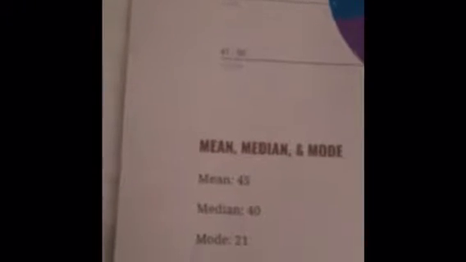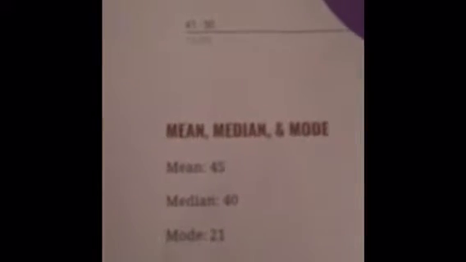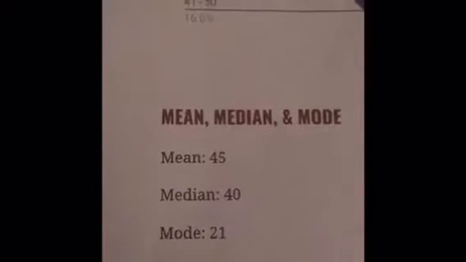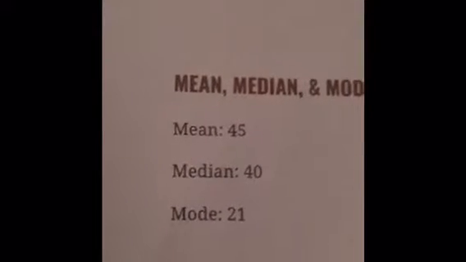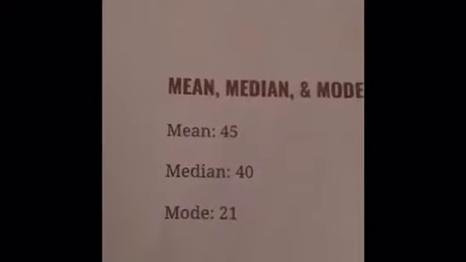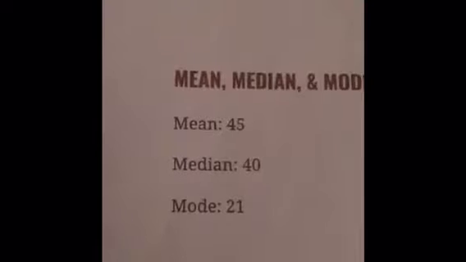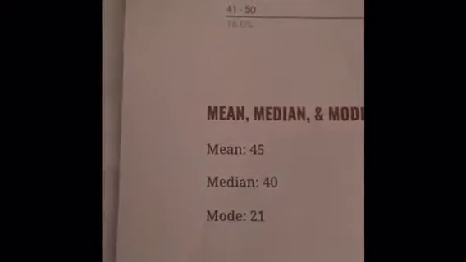Then we found the mean, median, and the mode. For our mean, we had to add up all the numbers and divide by how many people we surveyed. It was 45. For the median, we had to put the numbers in order from least to greatest and then cross out the numbers from beginning to end. We got 40. And the mode was to see how many times a number popped up, and we got 21.